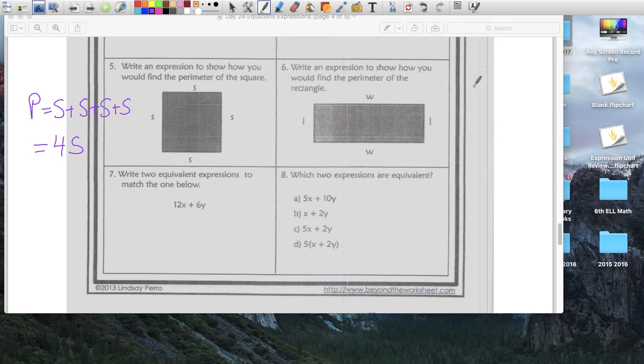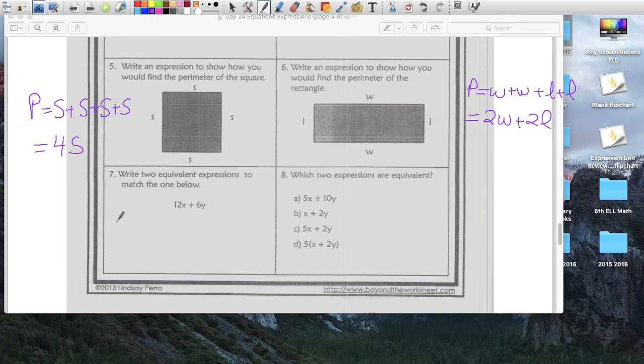This one, the perimeter of the rectangle. You would add this side plus this side plus this side plus that side. You can write W plus the other W plus the L, and then plus the other L for the length. Or to make that a little shorter, how many W's are there? There are 2 W's, plus 2L. You can write it like that. They're both okay.